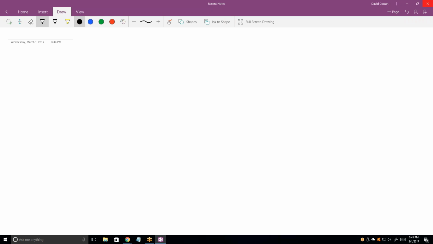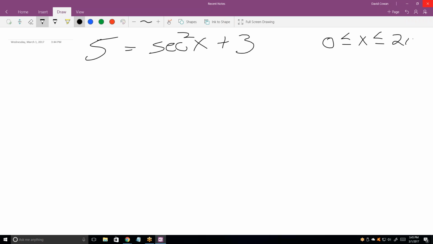Okay, so what else we got? The next one is 5 equals secant squared of x plus 3. It's the first thing we want to do. Again, no restriction on the domain? Yeah, no restriction on the domain. Well, I'm going to add one. I think it's more educational if you make the answers in the unit circle, and then I'll give you the answer for the entire unrestricted domain. Because you have a lot of questions like this, where your domain is restricted to the unit circle.